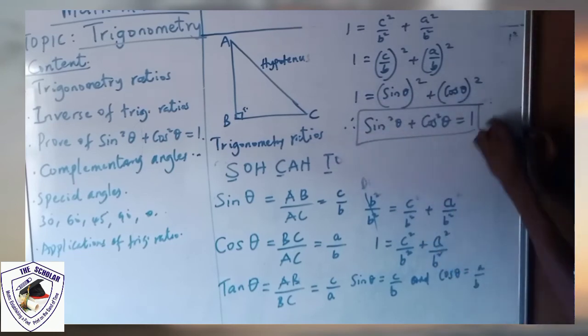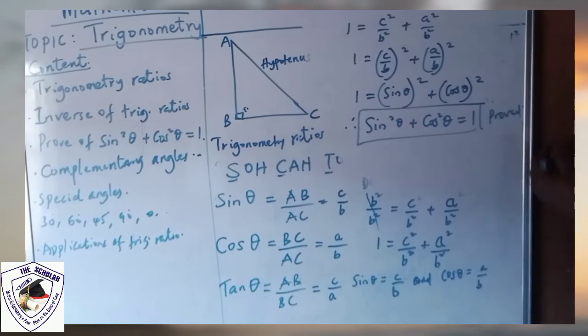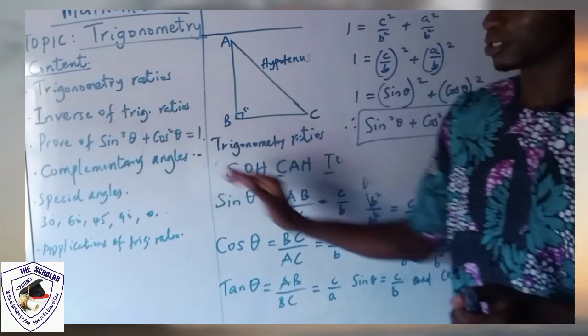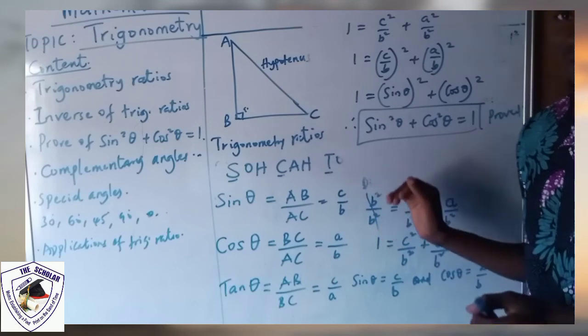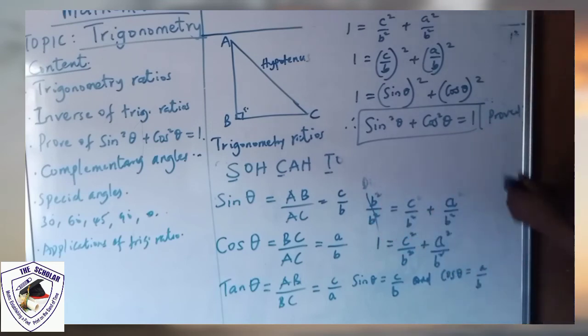And that is the proof. You have to prove that sine squared theta plus cos squared theta is equal to 1. I hope you are with me. And that is a very good expression, or a very good proof, when it comes to trigonometry ratio.